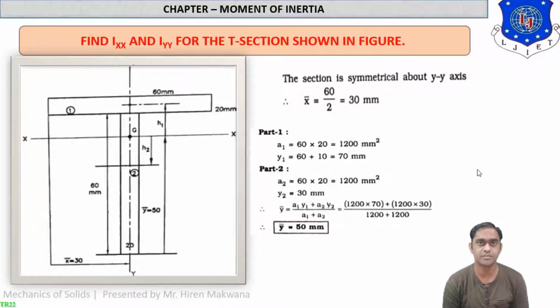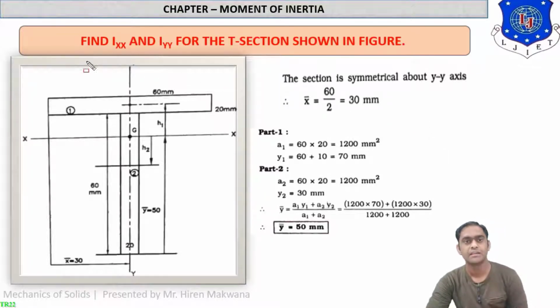In this lecture we will discuss some numericals based on moment of inertia. We will basically discuss two methods. In the first numerical, we will discuss the moment of inertia about the centroidal axis, about the horizontal centroidal axis as well as about the vertical centroidal axis. And in the second numerical, we will discuss the moment of inertia about any other axis except the centroidal axis. So let us see the numerical.